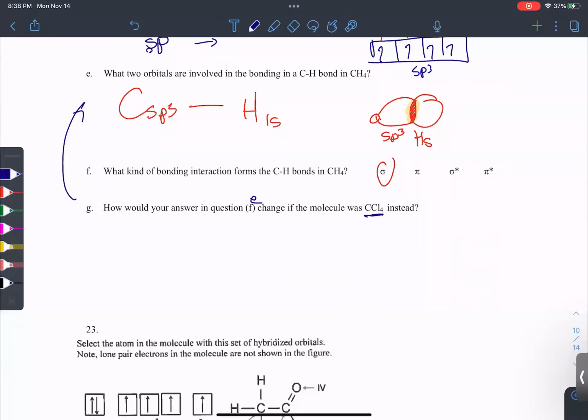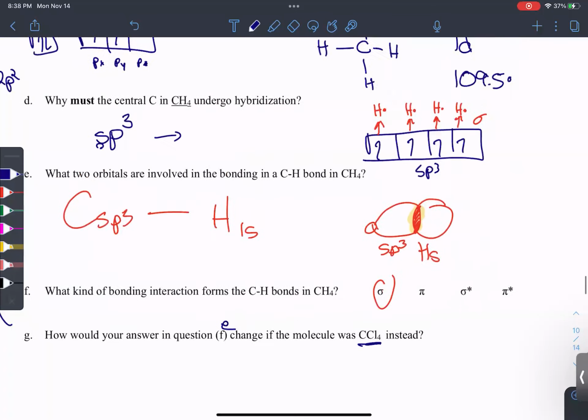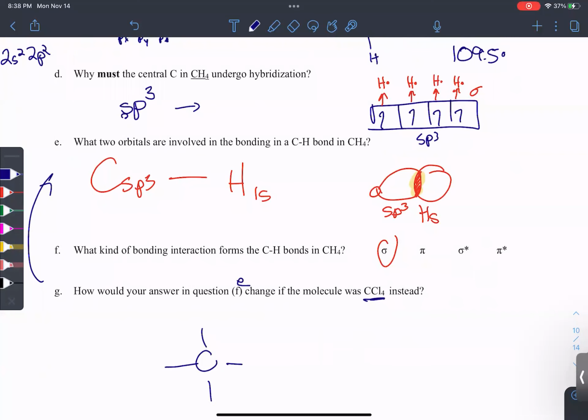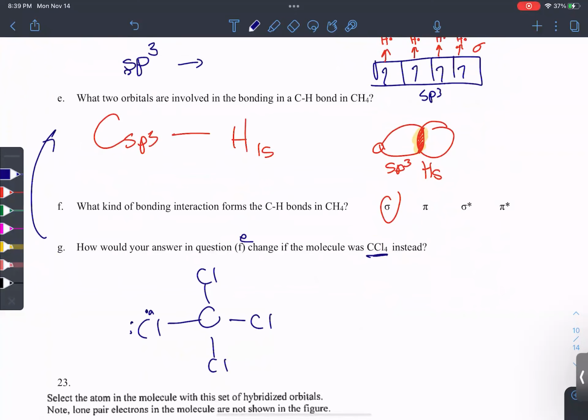Okay. All right. So how would my answer to F and E change if the molecule was CCl4 instead? How would it change? How would the orbitals overlap? Would carbon still be sp3? Let's just draw it. So CCl4 would look something like this. And then each chlorine, we'd fill in. We need to ask ourselves what orbitals those unpaired electrons originate from. To answer this quickly, that carbon is actually still sp3 hybridized because there's still 4 electron domains.